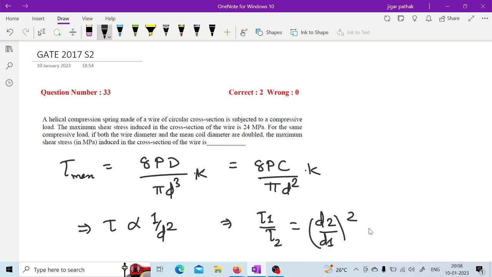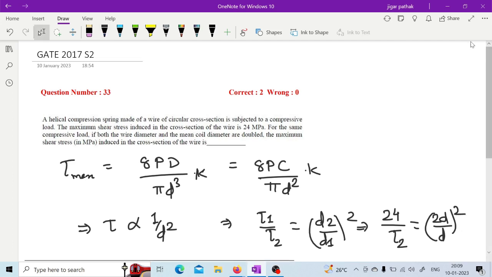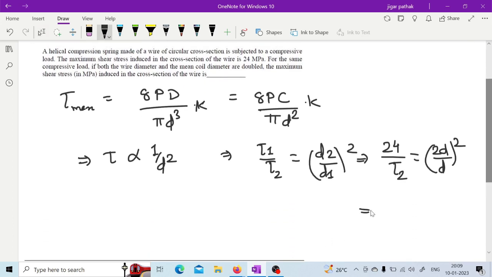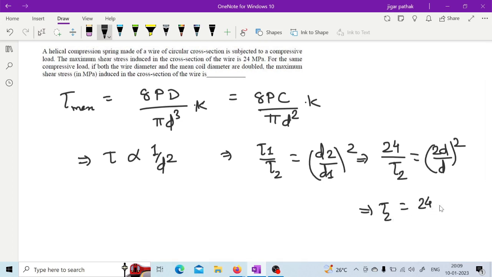Is it correct? So what they are asking is tau 1 is given as 24, and you need to calculate tau 2. What they told is you need to double the diameter, so your 2d by d square. Once you solve this, your tau 2 will be 6 because this d will cancel out, and you will have 24 by 4, so it is 6 megapascal. Yes or no?